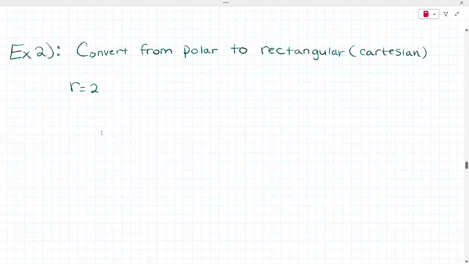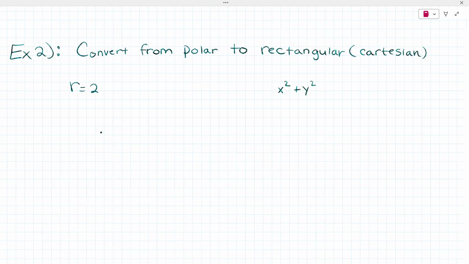Okay, let's do example 2. Example 2 says convert polar to rectangular, and they only give us r equals 2. So I don't even get a theta. So how am I going to do this? Well, let's write down our formulas. We know x squared plus y squared.